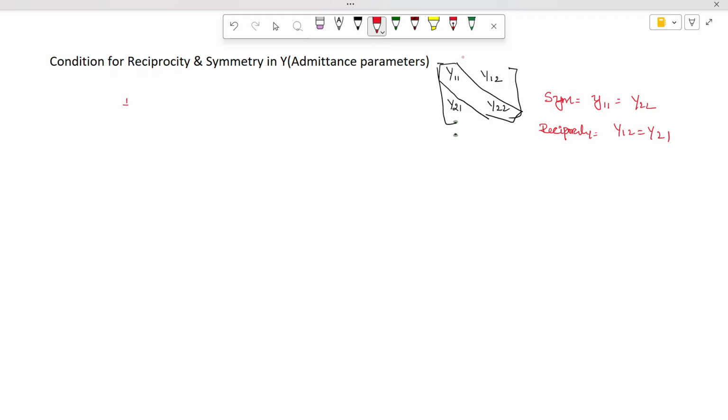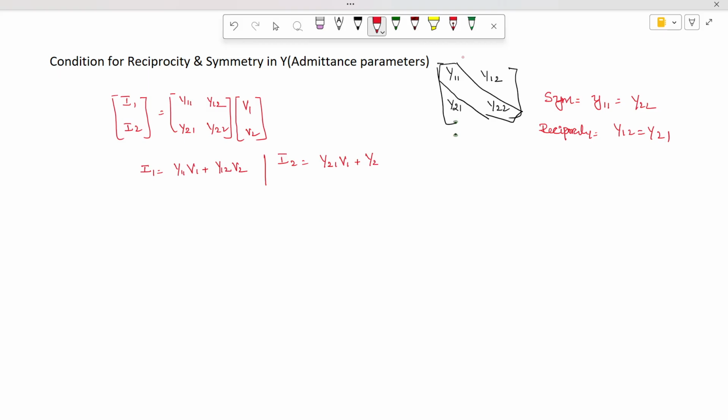So we have the expression [I1, I2] is equal to [y11, y12; y21, y22] multiplied with [v1, v2]. So therefore I1 is equal to y11 v1 plus y12 v2. Second equation is I2 is equal to y21 v1 plus y22 v2.